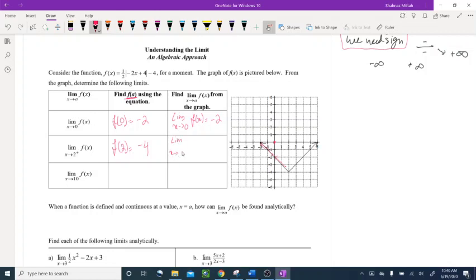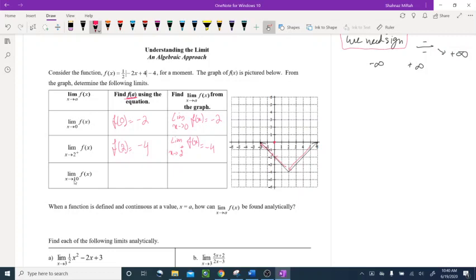Let's do the next one. X approaches 2 from the right. You see they said right, so I have to go from the right side for 2. So this is my 2, and I'm approaching 2 from the right side. This is my right side graph. When I approach the y value of 2, it's negative 4.